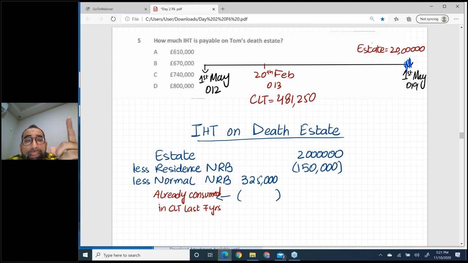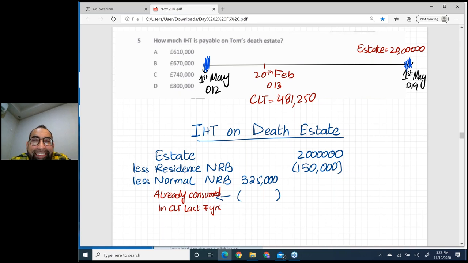I taught you in my own question first that you have to go 7 years back. For death estate calculation, you have to mark one spot 7 years back. So from 1st May 2019, if you go 7 years back, there will be 1st May 2012. Can you see the last 7 years from the death? Now you can see there is a CLT in between, and it is common sense that this CLT must have used your normal NRB.